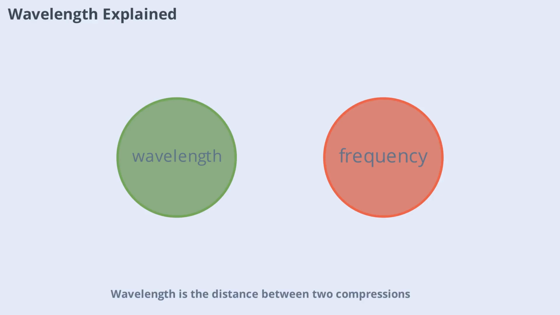Wavelength is the distance between two compressions or two rarefactions in a sound wave. It's usually measured in meters. Shorter wavelengths mean higher frequencies and higher pitches, while longer wavelengths mean lower frequencies and lower pitches. Understanding wavelength helps us see why different sounds have different qualities, from a high-pitched whistle to a deep bass drum.